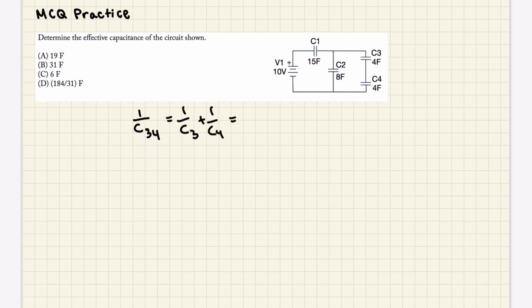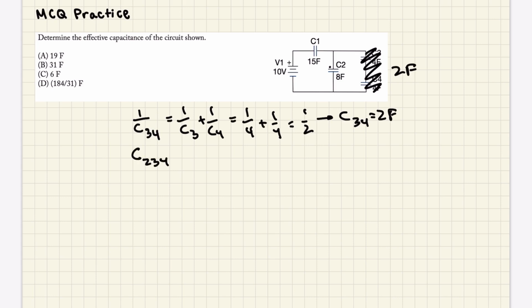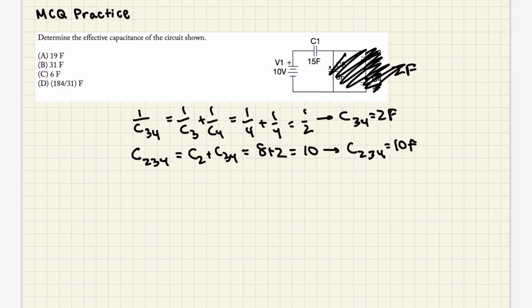And so that's going to be equal to 1 over 4 plus 1 over 4, because both of these are 4 farads. And when you add them, you're going to get 2 over 4 or 1 half. And so 1 over C34 is equal to 1 half. If you take the reciprocal of both sides, you get C34 is equal to 2 farads. Okay, so this can be replaced with one capacitor that's just 2 farads. Now we have these two in parallel, and in parallel we know that C234, because you're combining 2 and then 3, 4, is just equal to C2 plus C34, which is equal to 8 plus 2, or 10. And so C234 is equal to 10 farads. And so you can erase all this, have just one capacitor that's 10 farads.